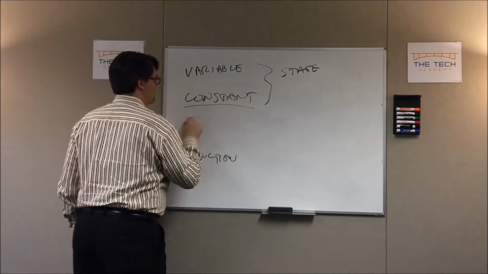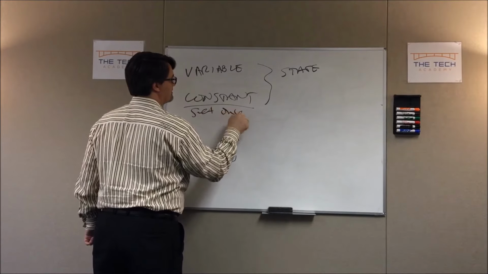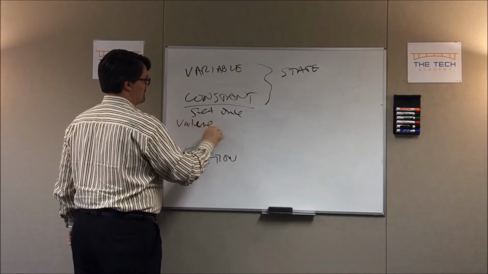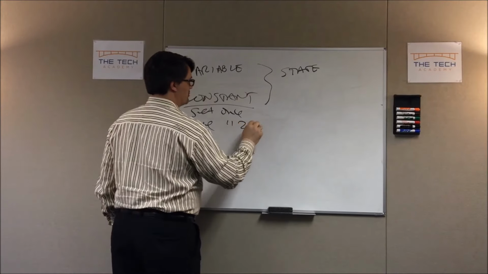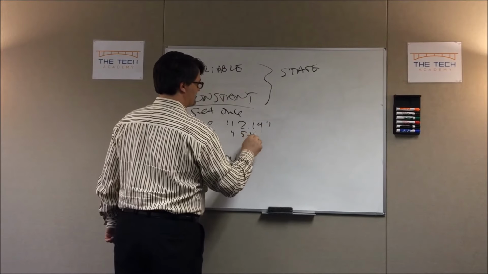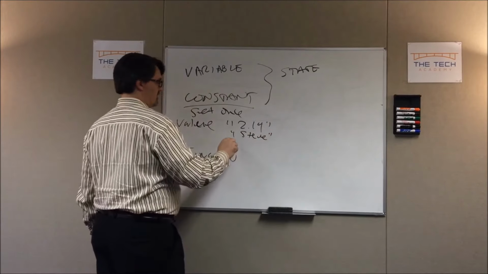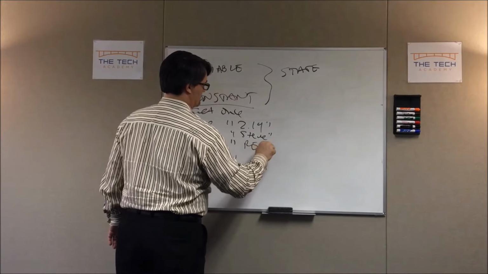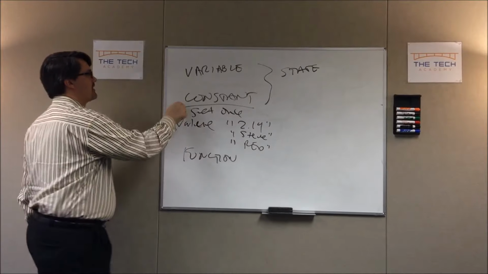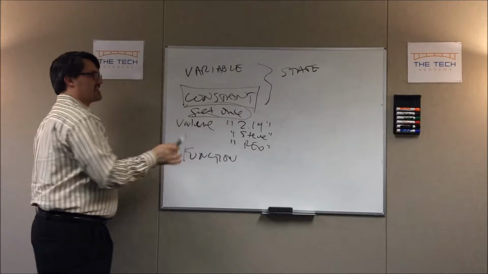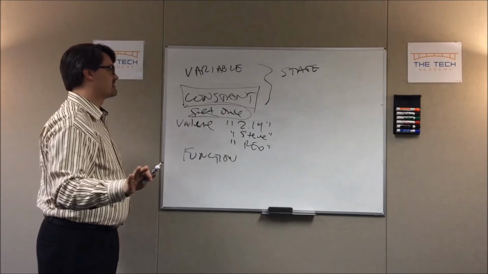A constant gets set once. It's a value that you need. The value could be something like 2.14. It could be the value Steve. It could be the value red. The constant gets set, and it's never changed throughout the entire conduct of the program, the entire operation of the program.